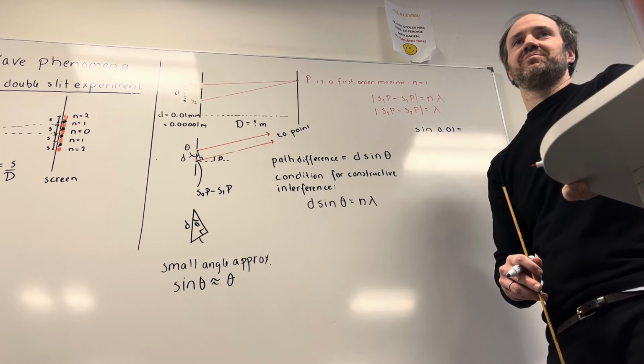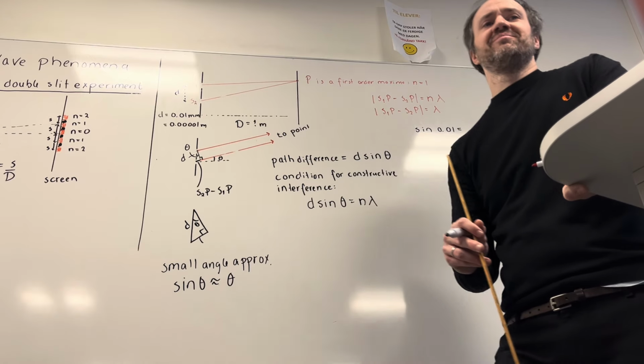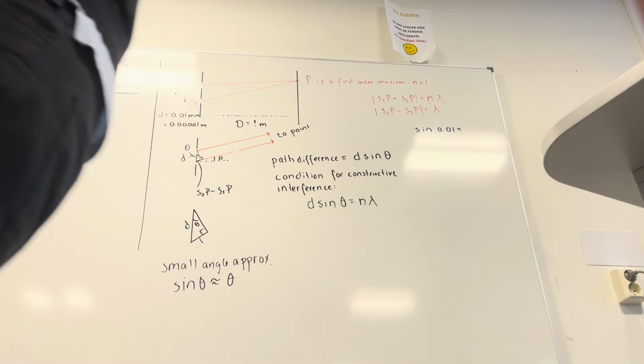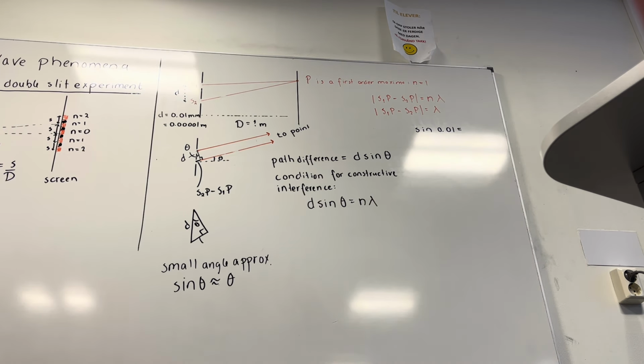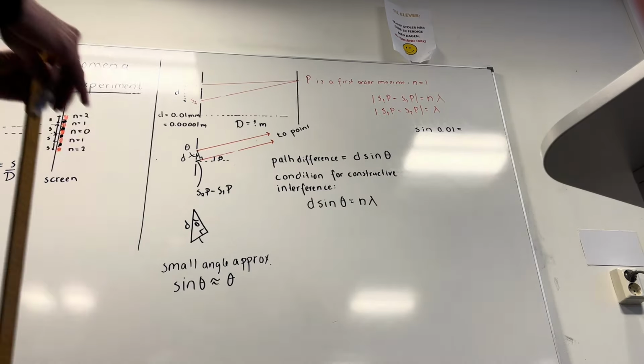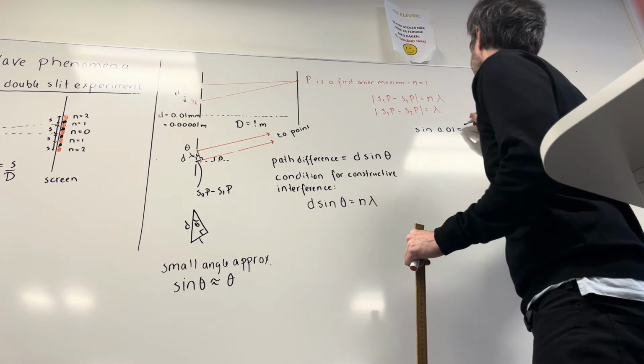Have you set your calculator to radians? Mine is in degrees. If you round it up, it's the same, but mine is in degrees, so it's not the same. It's not even close.